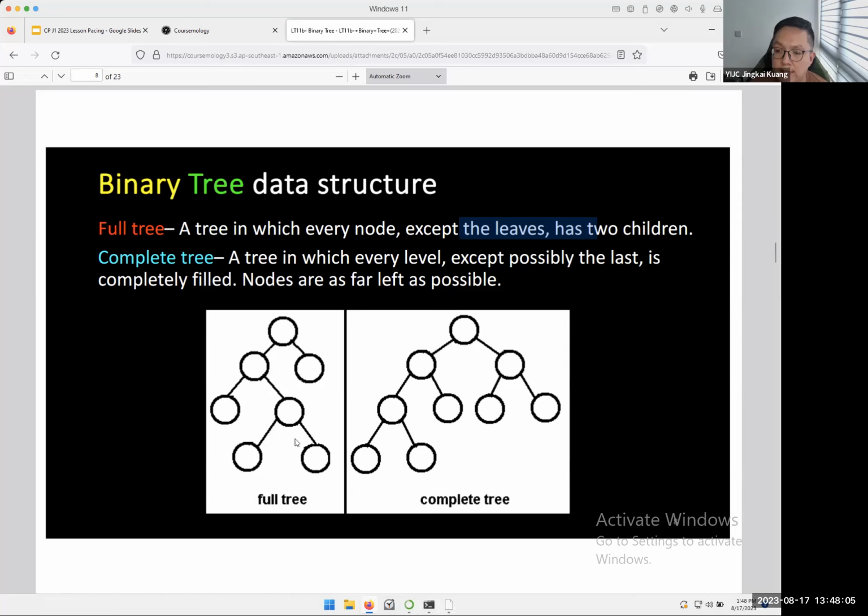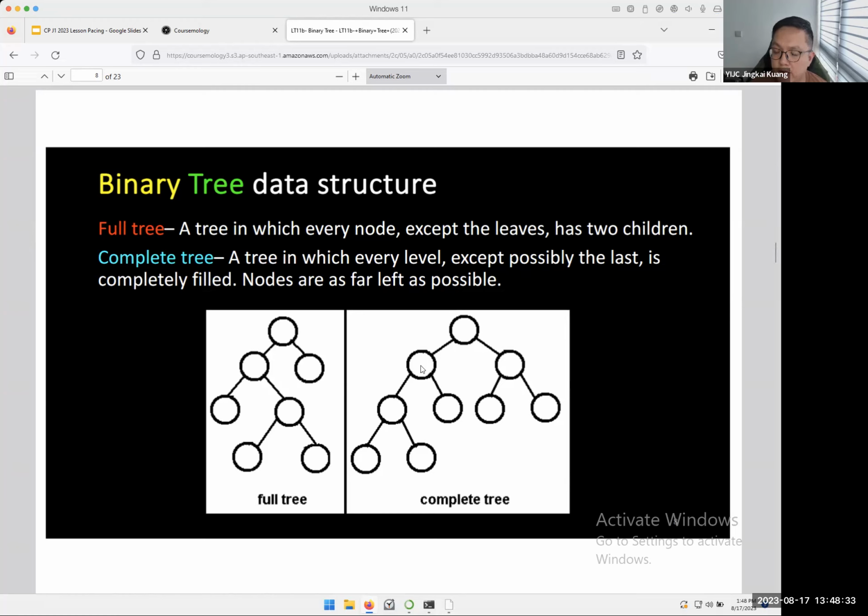Next, this is a complete tree. This part is sometimes a bit harder to check. A complete tree is a tree in which every level, except possibly the last, is completely filled. What does it mean? Here I have my root, then I go down to the next level. A complete tree can essentially be just a root and its two children. That is a complete tree already, because you fill up all the possible places.